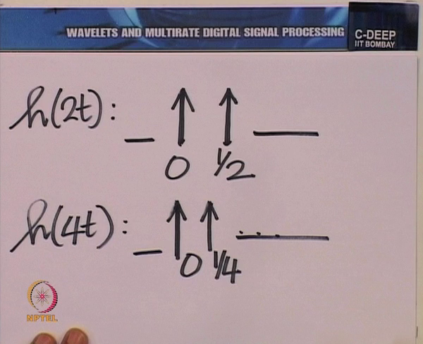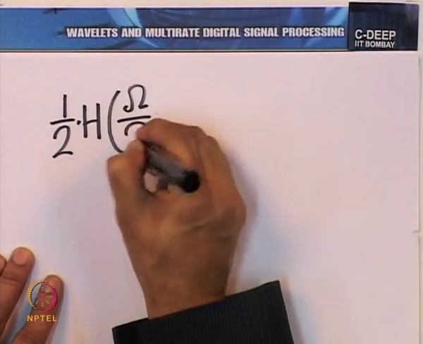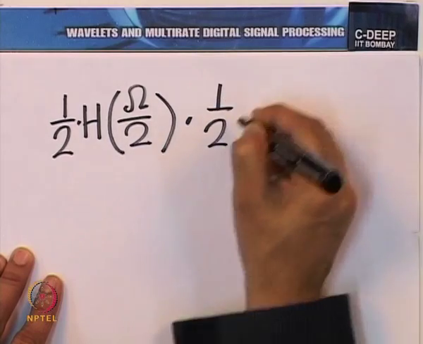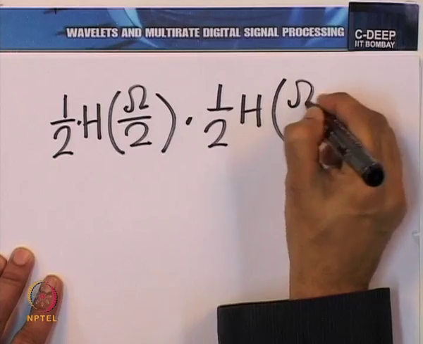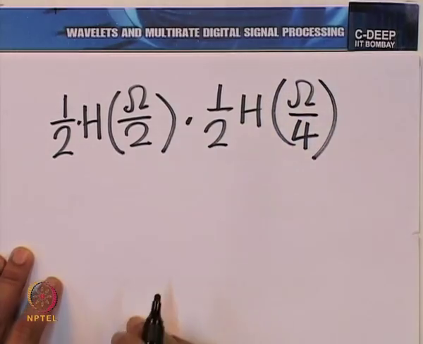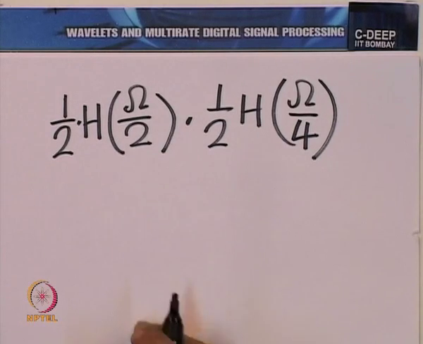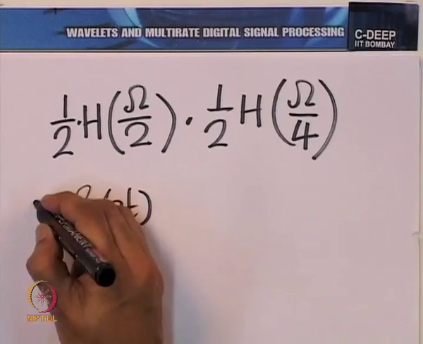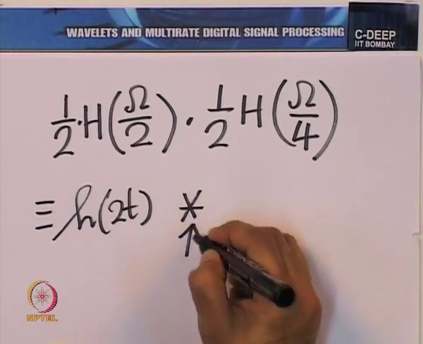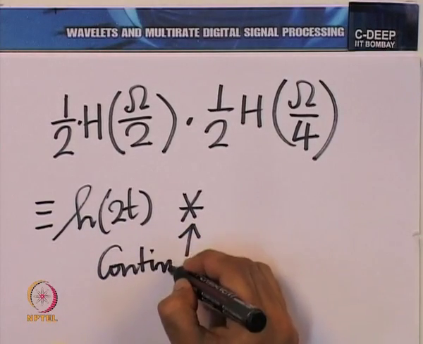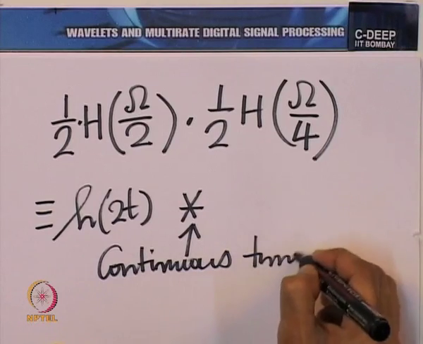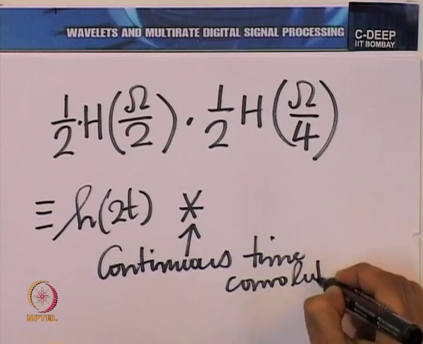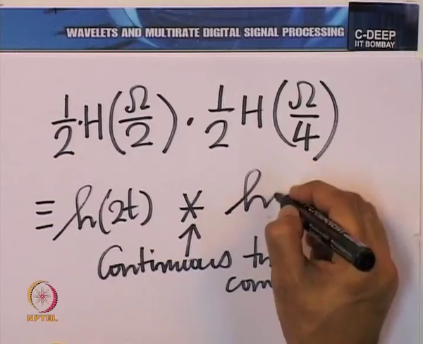We have a product. Let us take just 2 terms in that product. If we take just the first 2 terms, half capital H of capital omega by 2 times half capital H of capital omega by 4 corresponds to h of 2t convolved with, this is continuous time convolution here, h of 4t.